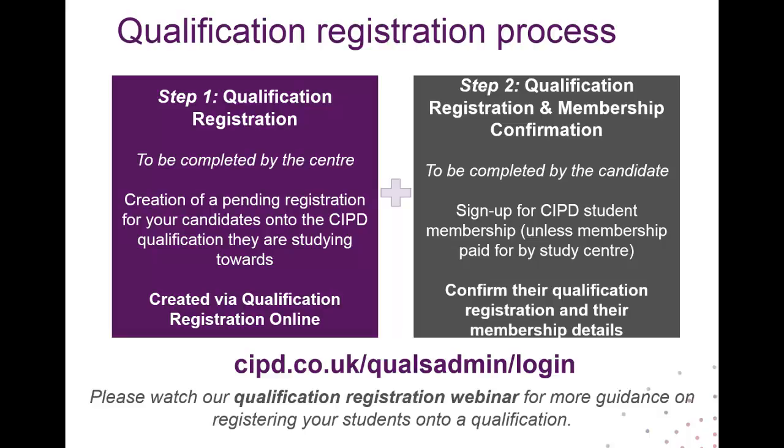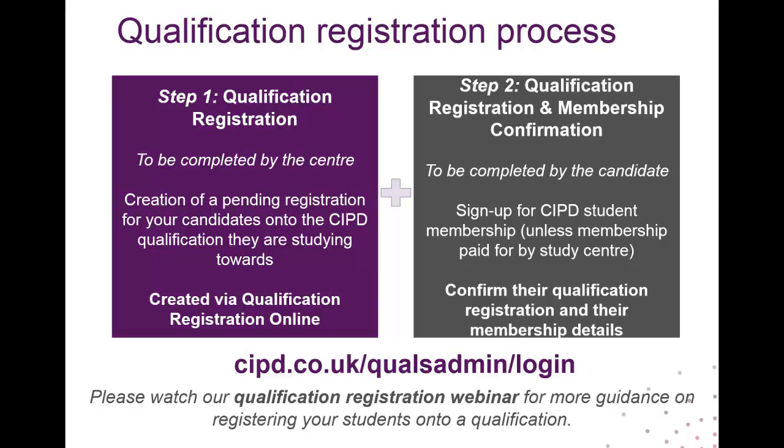Once a candidate has had a pending registration created for them, they'll receive an automated email prompting them to join CIPD as a student member if they're not already in membership, and to confirm that their qualification registration details are correct. Even if a candidate is already a CIPD member, it's essential that they log onto the website and confirm their qualification details. They won't be fully registered onto the CIPD qualification until this step has been completed.